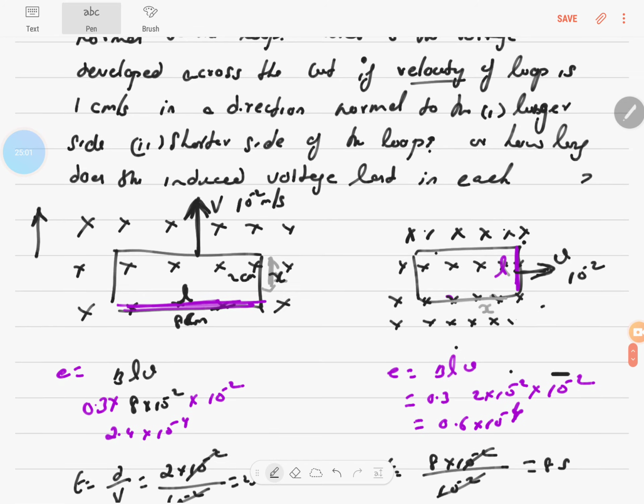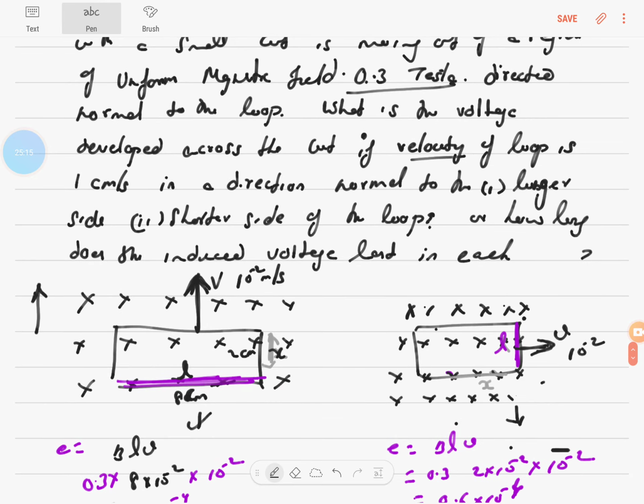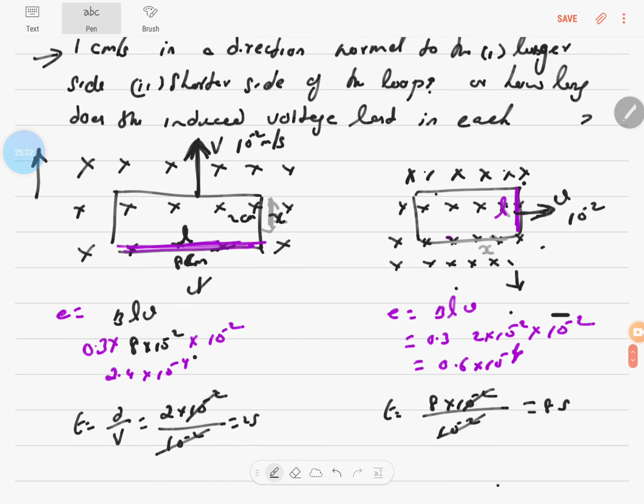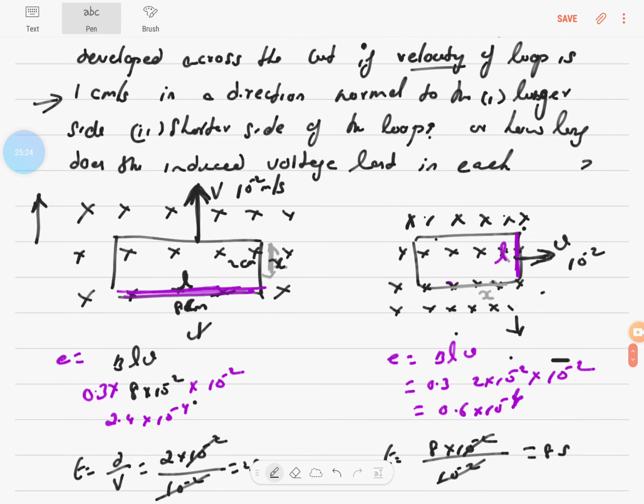I am going to apply BLV. B, you know, L is the unchanged length, which is 8 centimeter for the left side, and the unchanged length here will be 2 centimeter. And the velocity with which it's getting pulled is 10 to the power minus 2, 1 centimeter per second is 10 to the power minus 2 meter per second. So you substitute those respective values, you get the EMF. The second part of the question is how long does it take for the voltage to last?